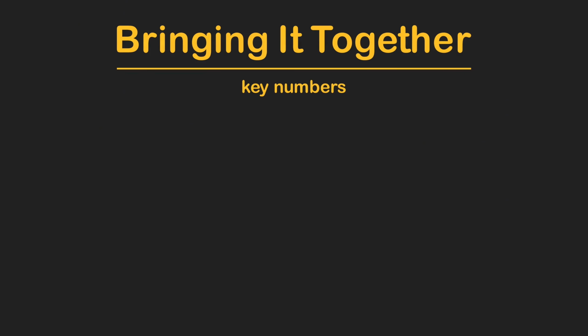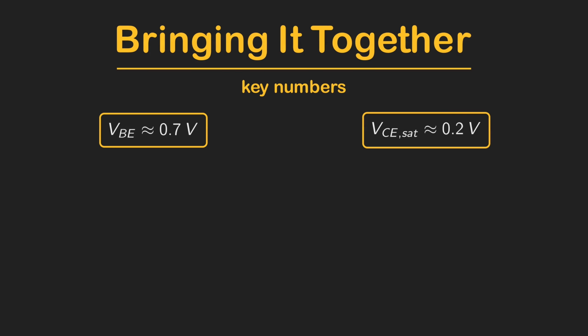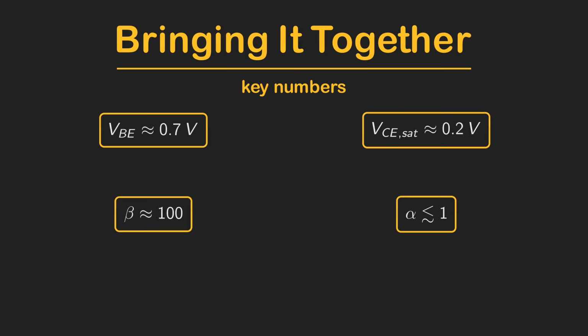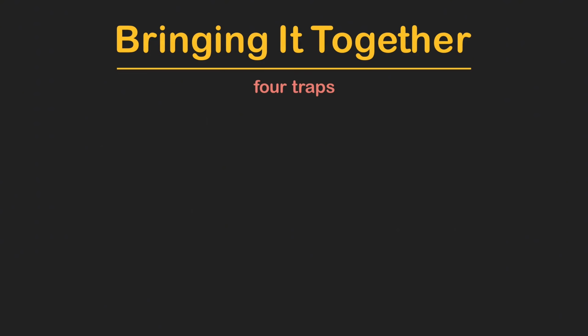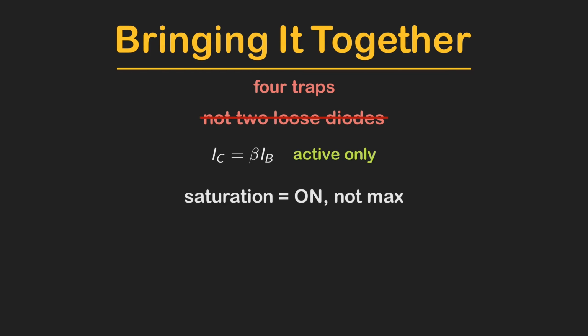Now burn the key numbers into memory. The base to emitter voltage is about 0.7 volts when it is conducting. The collector to emitter saturation voltage is about 0.2 volts. Beta is roughly 100, and alpha is just below 1. And hold on to the four big traps. A transistor is not just two loose diodes. The beta formula only holds in the active region. Saturation means fully on, not maximum. And you must always verify the region before you trust your answer.